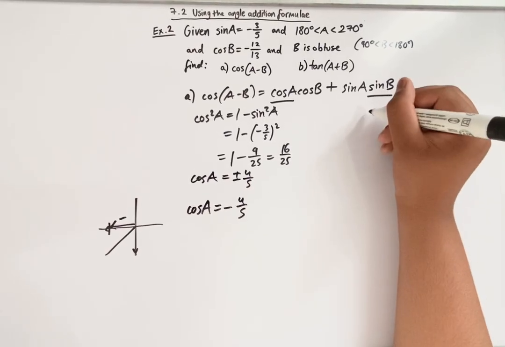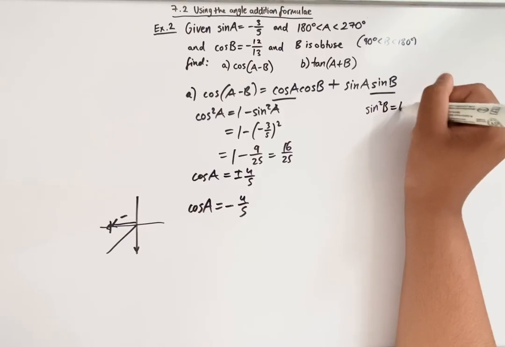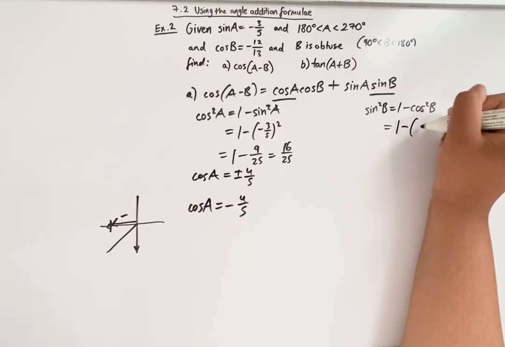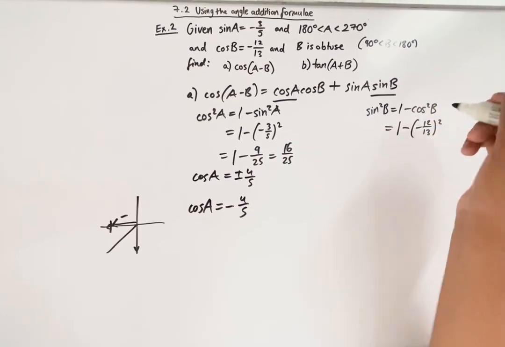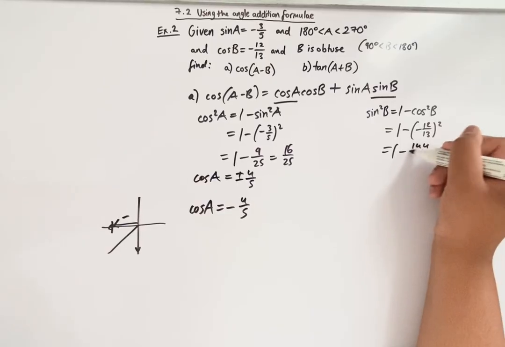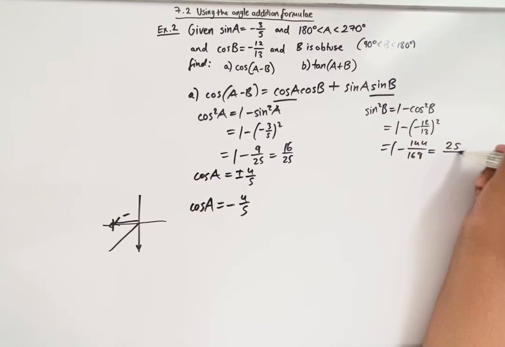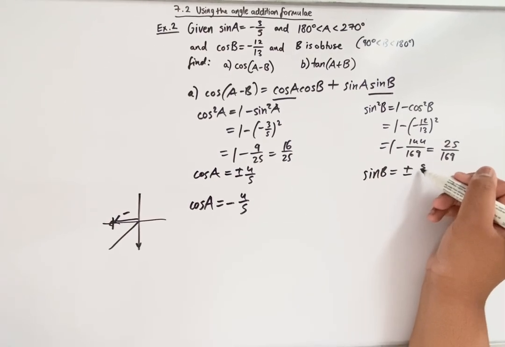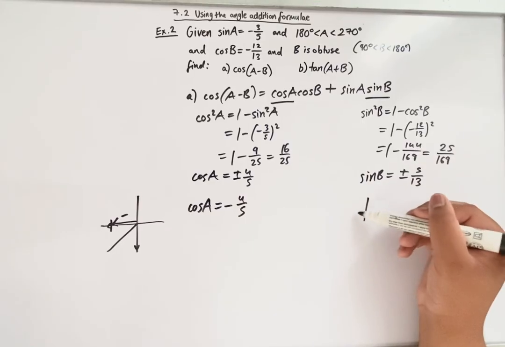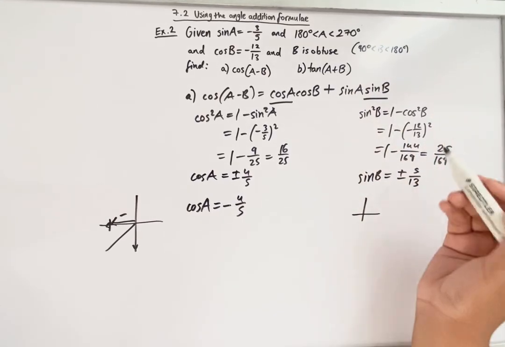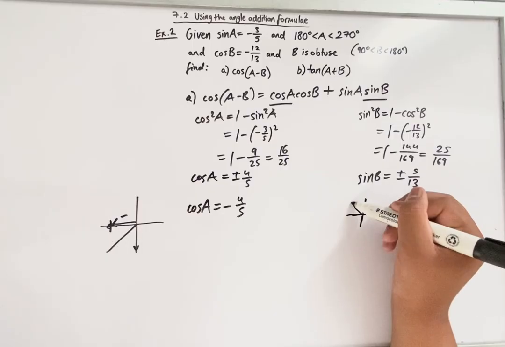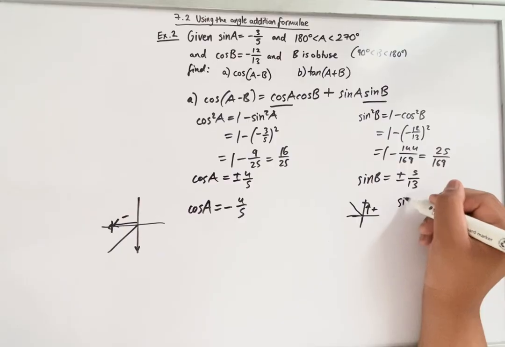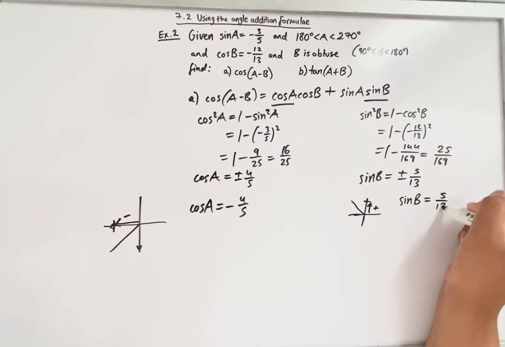To find sine b, we know sine squared b is 1 minus cos squared b, which is equal to 1 minus 12 over 13 squared, which is 1 minus 144 over 169, which is 25 over 169. And so sine b equals plus or minus 5 over 13. But we're also given that 90 degrees is less than b, which is less than 180. So on our diagram, it's going to be here. Here we can see sine is positive. So sine b is equal to 5 over 13.